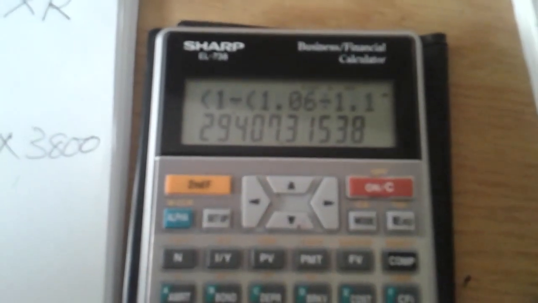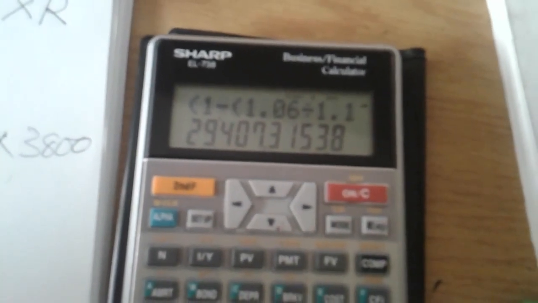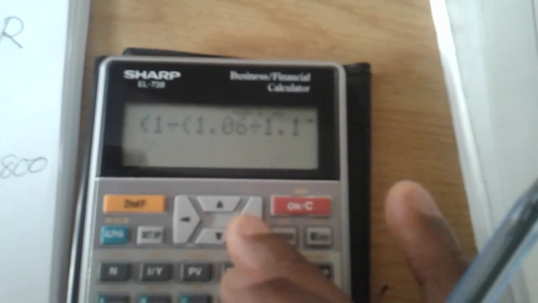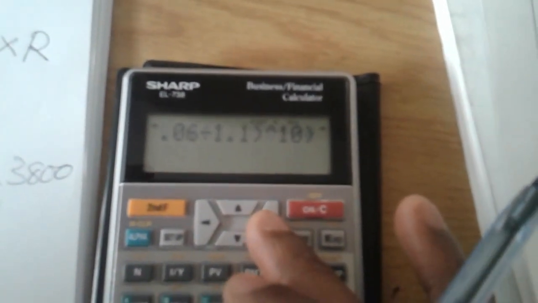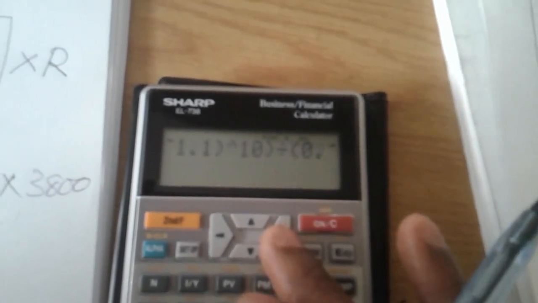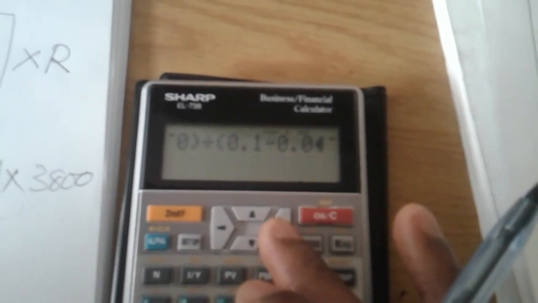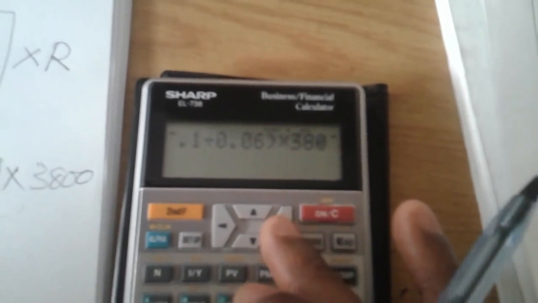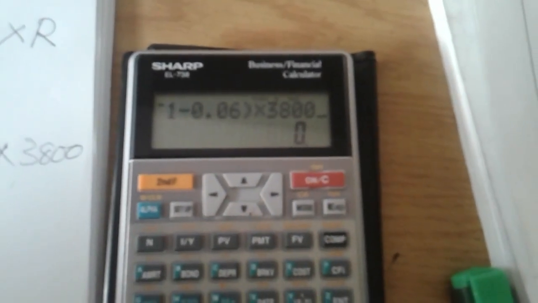Open bracket again. 1.06 divided by 1.1. Close bracket. Close bracket, yes. To the power of 10. Close bracket. Divide by open bracket 0.1 minus 0.06. Close bracket. Multiply by 3.8. It's 29407, the same answer as in our notes, right?